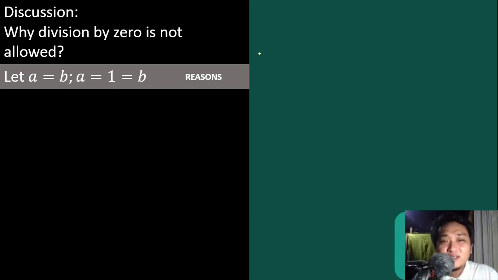Now, bakit nga ba bawal mag-divide ng 0 sa denominator? Bakit ba bawal mag-divide ng 0?